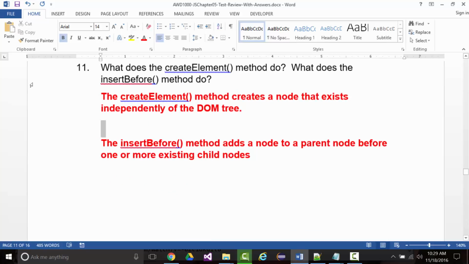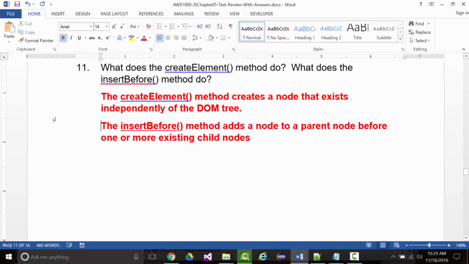Number 11, another one of these with a couple things in there.